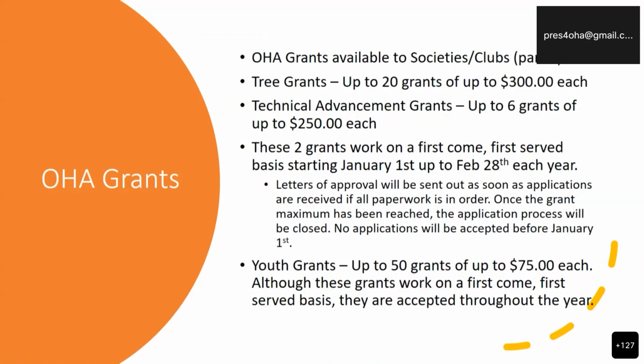And can you give an example of what a technical advancement grant would be for? So the technical advancement grants, you have your choice when you look at the application form. You could either use it for a Zoom subscription if you wanted to do meetings by Zoom. You could also use it for technical equipment such as, you know, a projector or a microphone or something like that to be able to have workshops and speakers in your society.